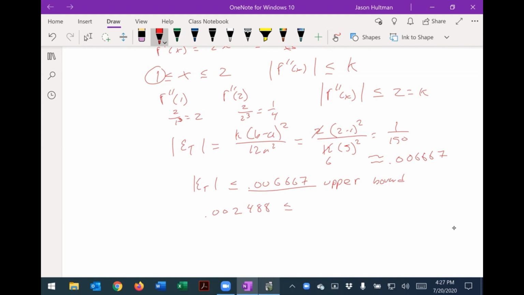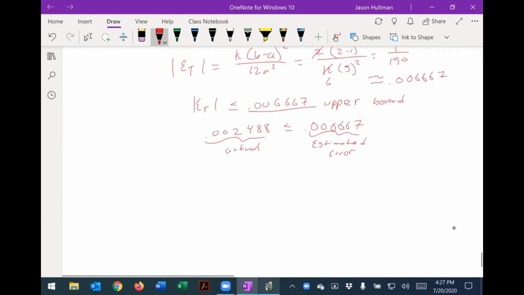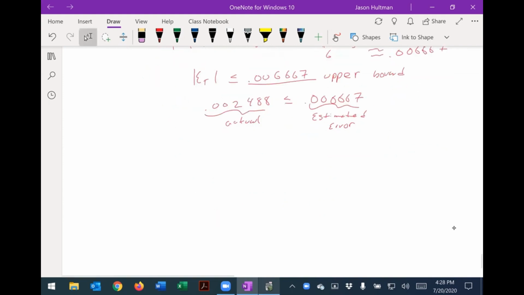Okay, so compared to the actual error, this is the actual error compared to 0.006667. This is the estimated error. Okay. And we could do the exact same thing with the midpoint, right? We could do the exact same thing with the midpoint, if we want to do the midpoint.